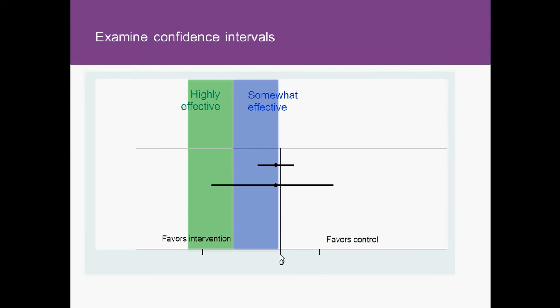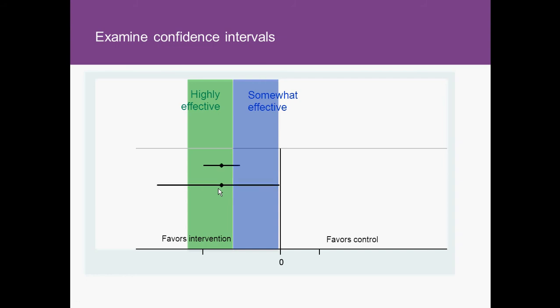Whether you are very certain or only somewhat certain in this classification of effectiveness will depend on the width of the confidence intervals. For the first intervention, the confidence intervals are quite narrow and close to the null value, so you are more certain that this intervention is not effective compared to the second intervention, which has quite wide confidence intervals. Noting, however, that these confidence intervals indicate potential for harm as well as potential for being somewhat or highly effective.